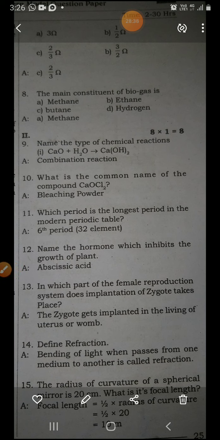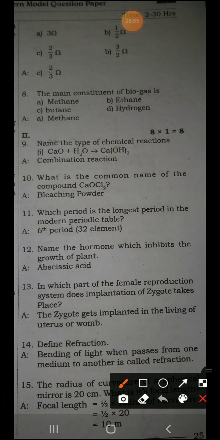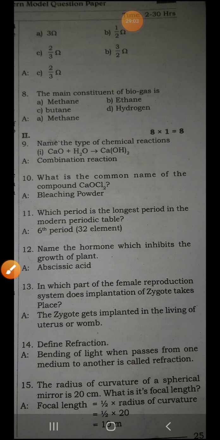Next, name the hormone. We shall discuss another four also. Name the hormone which inhibits the growth of plants. Abscisic acid. This question is from biology. Abscisic acid is the hormone which is responsible for inhibiting the growth of the plant.